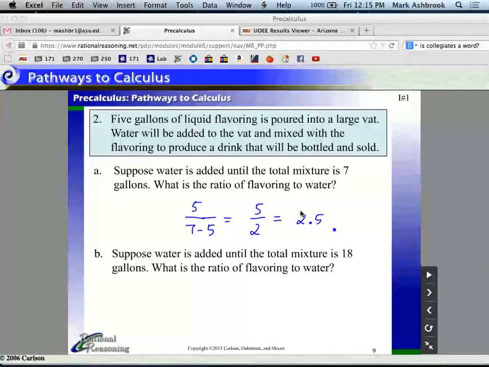What does that number, the 2.5, tell us? Yes, Adam. For every gallon of water that we use, there are 2.5 gallons of flavoring. So for every amount of water, there's 2.5 times as much flavoring. It's the amount of flavoring relative to how much water. This is saying there's 2.5 times as much flavoring as water.